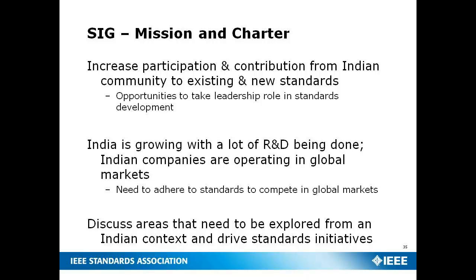Of course, there are a lot of new standards that are coming up, and we want to ensure that we take an opportunity here to drive and take some leadership role in enabling these standards and contributing to these standards. The second point is something I would like to highlight.